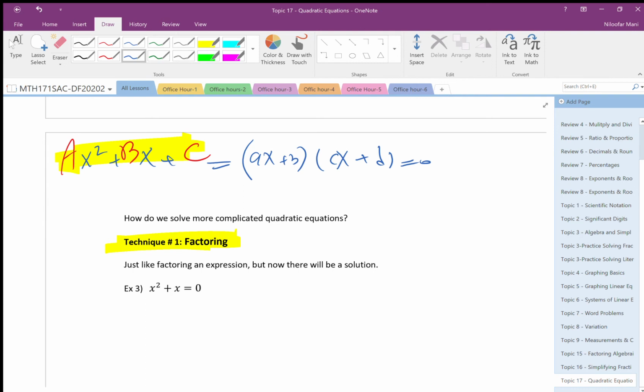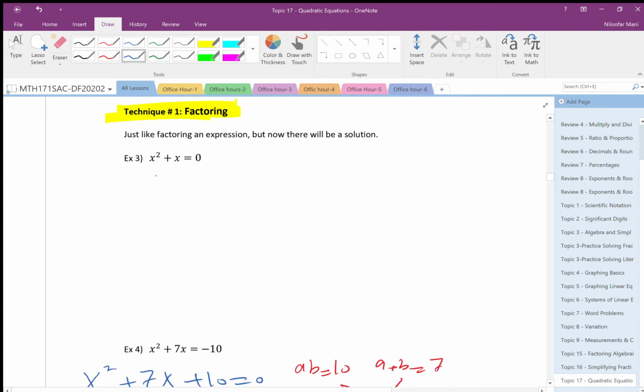Okay, so the first method is by factoring. I can factor and find the answer. So I factor here. x squared plus x equals 0. Remember, this is not just x squared plus x, it is x squared plus x equals 0. So if you don't see equals 0, don't add equals 0. If you see just x squared plus x and you have to factor it, just factor it. But when you see equals 0, then you have to solve it. So if you don't see equals 0, don't add. If you see it, don't forget.